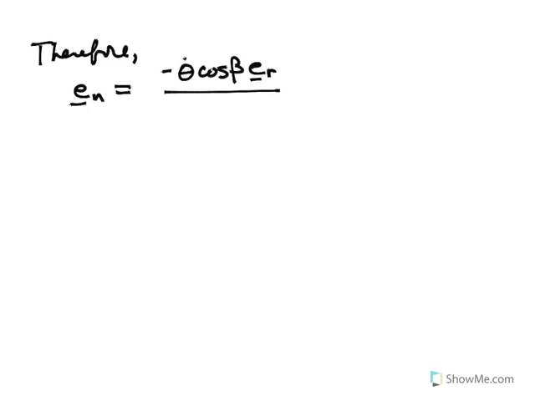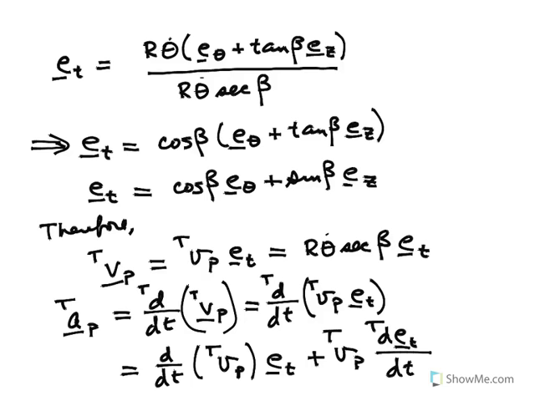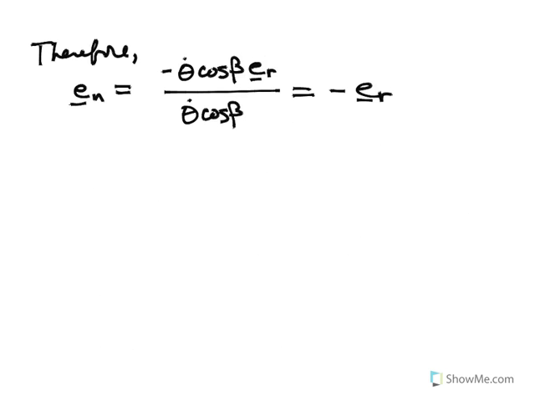So from this, we obtain that the principal unit normal is equal to minus theta dot times the cosine of beta times Er, all divided by theta dot times the cosine of beta, which is equal to minus Er. So now we can substitute everything in to get this final expression in terms of the tangent and the normal. So let's go back over here.